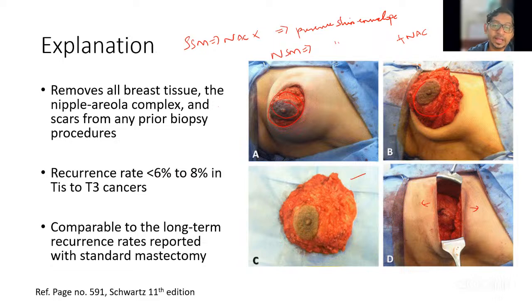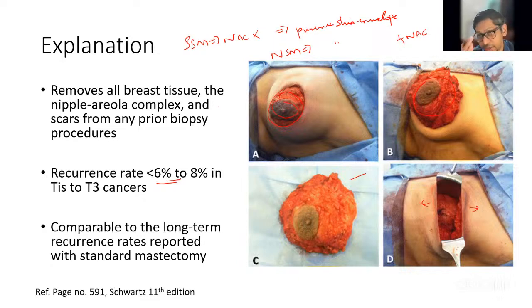Now, recurrence rate is very low. As I told you, it is not 0%. Definitely, there is up to 8% of recurrence, and usually this is indicated up to T3 malignancies. However, when you look at long-term recurrence rates compared with MRM, they are good. That is why skin sparing mastectomy and nipple sparing mastectomies are offered to patients for risk reduction.